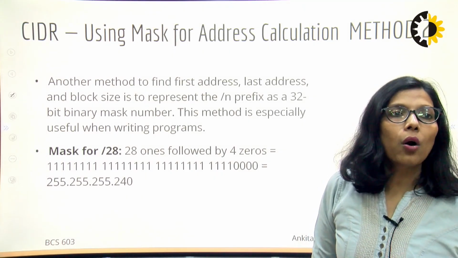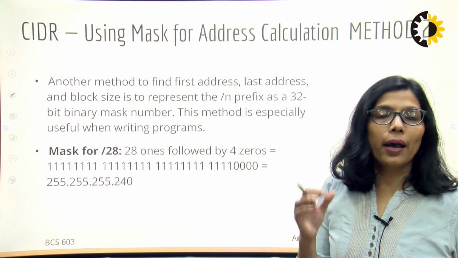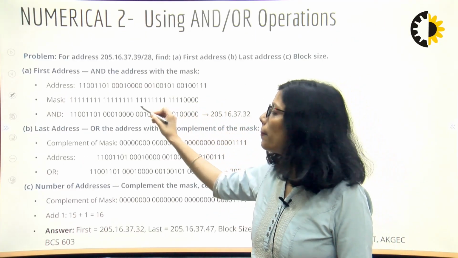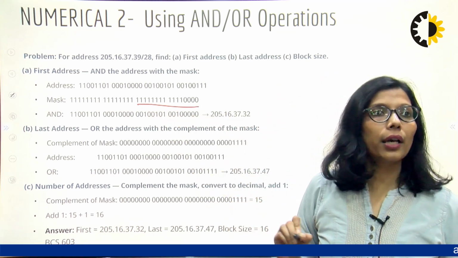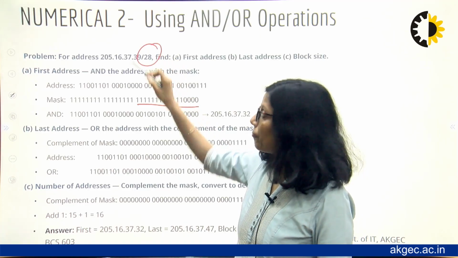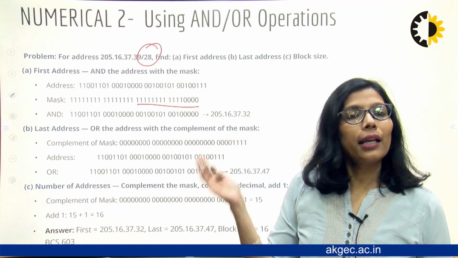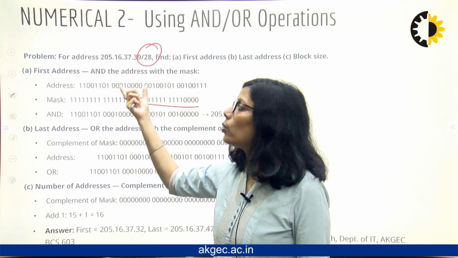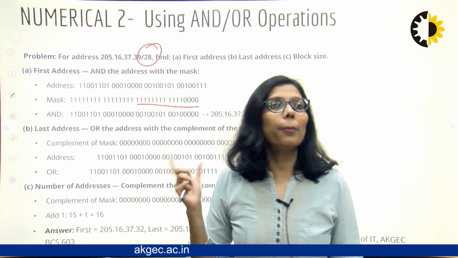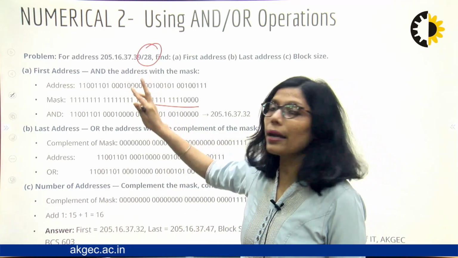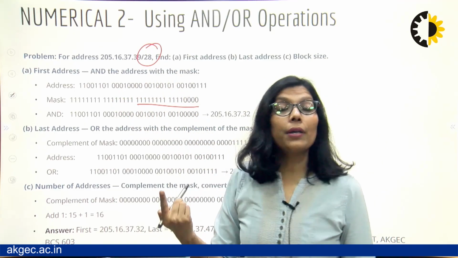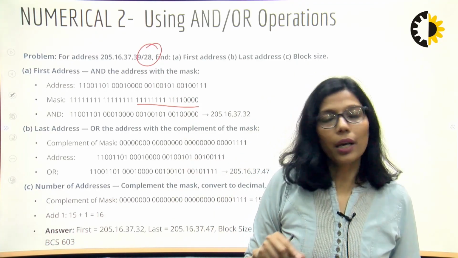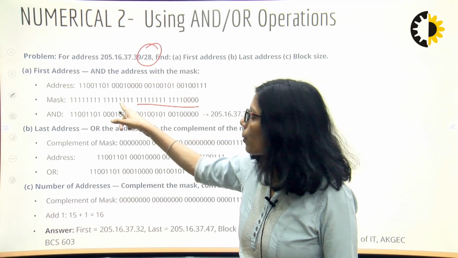So there is another method of using the mask, using AND or OR. We just have to convert the mask into a binary representation. Okay, so I have been given 28, right? Earlier, that was one way. The other way is, we convert the decimal address into a binary number. Okay, so this is my binary number. And then the next step is to convert the subnet mask also into a binary number.